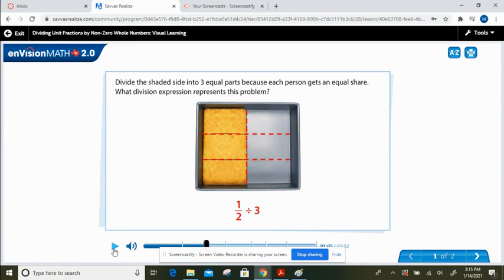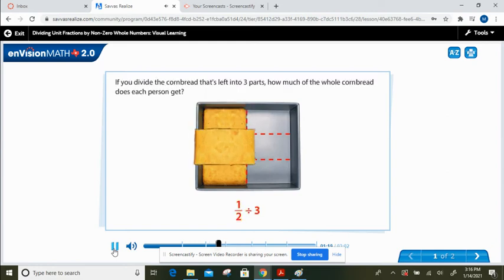All right, so it's on the screen, so there's not much mystery here. It's 1/2 divided by 3. Since you have to divide 1/2 into 3 equal parts, the division expression that represents this problem is 1/2 divided by 3.